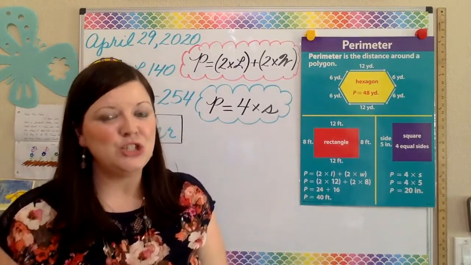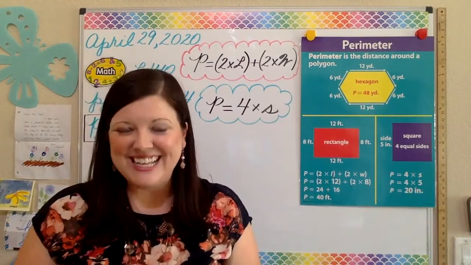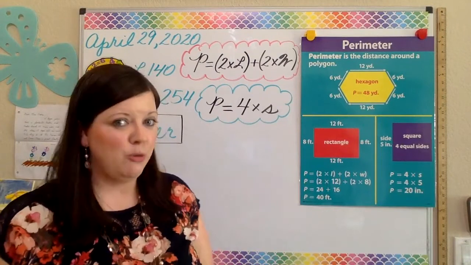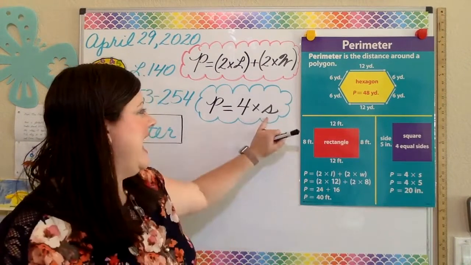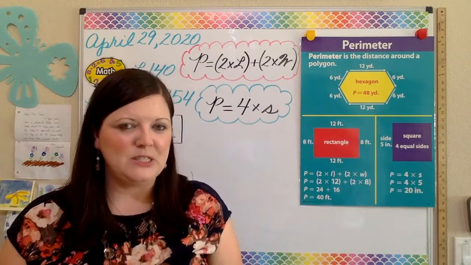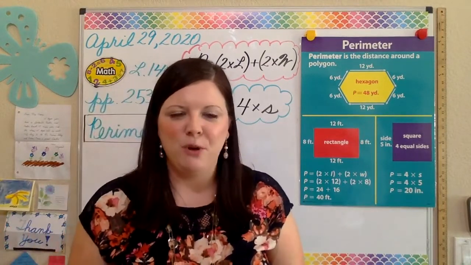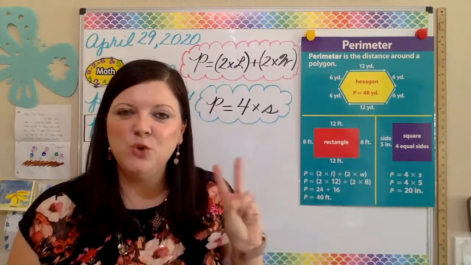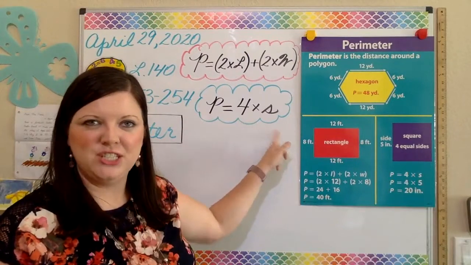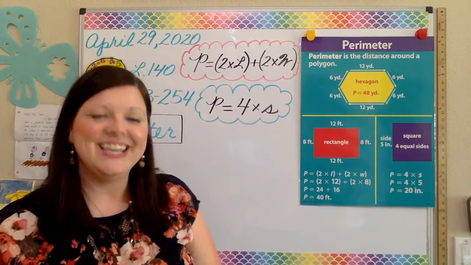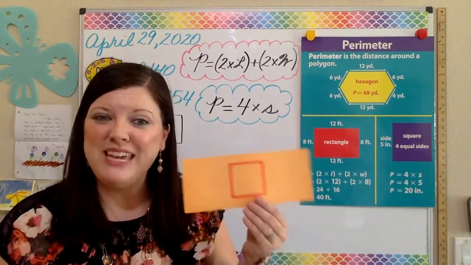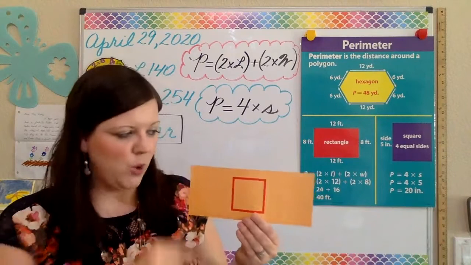Now that S does not stand for square, but this is the formula for finding the perimeter of a square. Remember what that S stands for? The S is the length of one of the sides of the square. So let's go back to our square for a moment. I measured it at 2 inches. P equals 4 times 2 inches. What's 4 times 2 inches? 8 inches. So the perimeter of my square here would be 8 inches around, going all the way around.